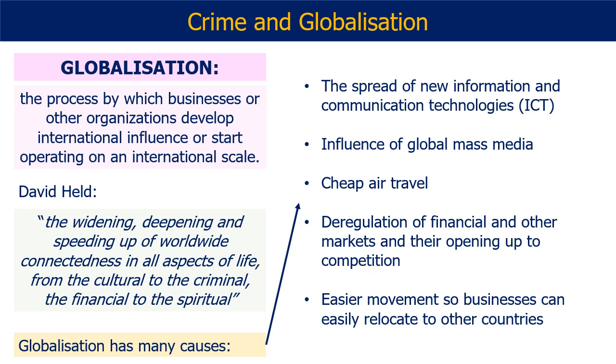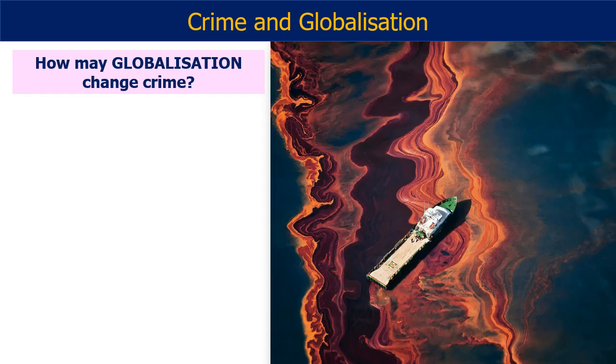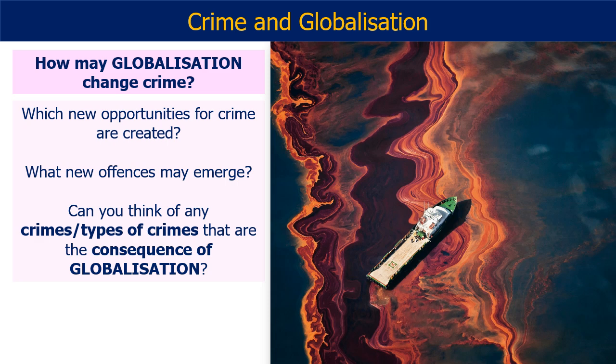So, how do all these things and the idea of globalisation change crime? Have a think. You've got a box in your booklets for you to make some notes here. So how do you think globalisation may change crime? What opportunities are there for crime to be created? What new types of offences may emerge in a globalised world? And can you think of any types of crimes that are the consequences of globalisation? Okay, so let's have a little bit of think about this.